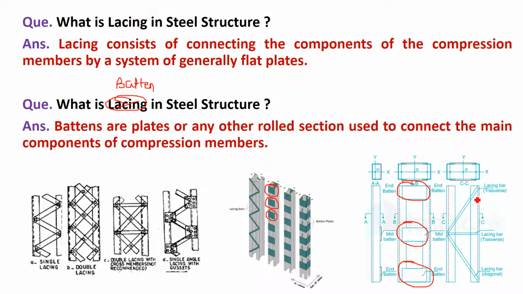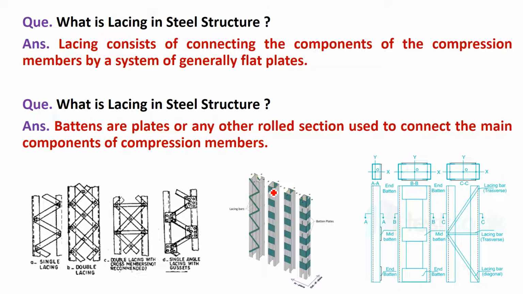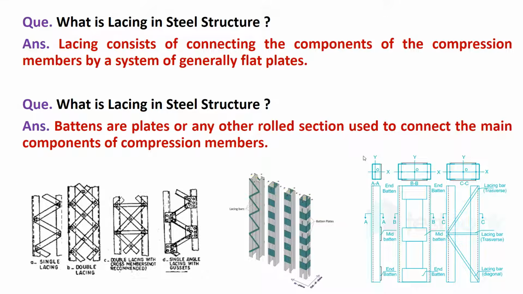This is battening. Okay, and this is lacing. So two concepts. This is lacing and this is battening. So in battening, we are using rectangular steel plates which are directly bolted or welded to the two members of the compression column. So battens are plates or any other rolled section used to connect the main components of compression member, that is column. Okay. This is also an important question as far as your interview on steel structures is concerned.